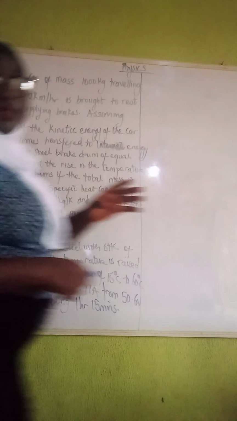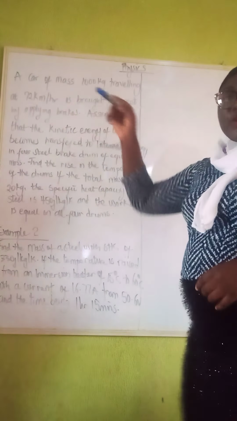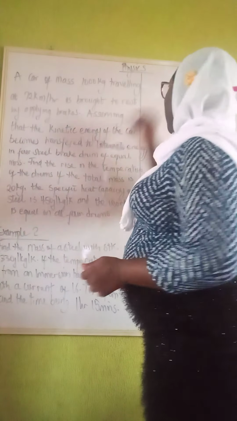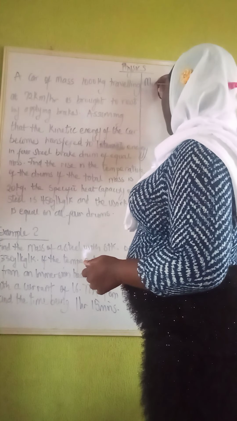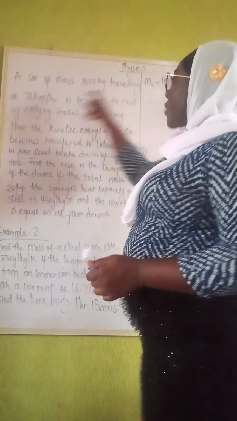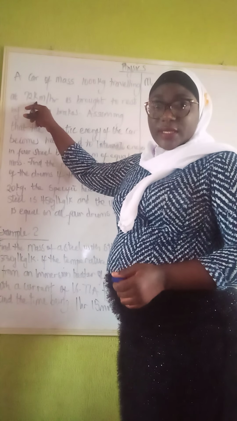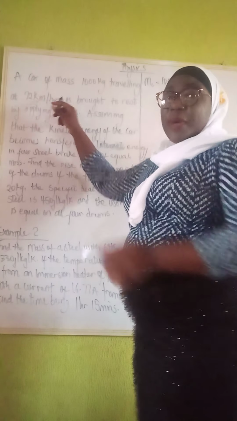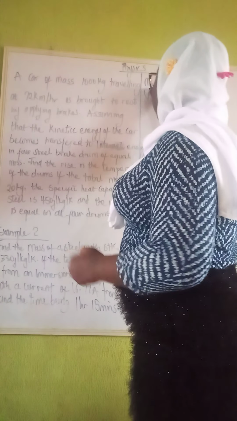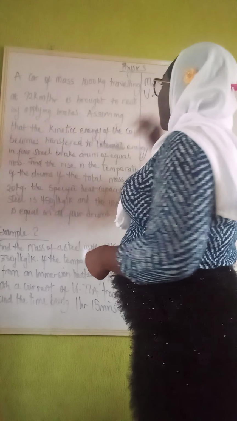A car of mass 1,000 kilograms. I want to be writing the parameters as I read out the question. The mass of the car is 1,000 kilograms. It's traveling at 72 kilometers per hour. That simply means this is the velocity. But remember, this is in kilometers per hour, so we have to convert it to meters per second. So here we have velocity equals 72 kilometers per hour.